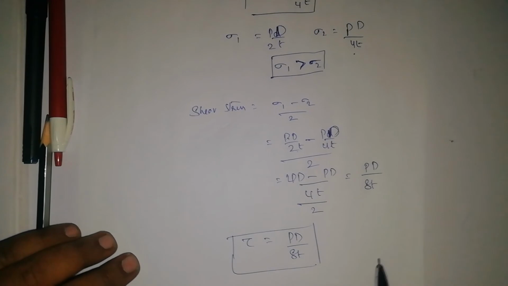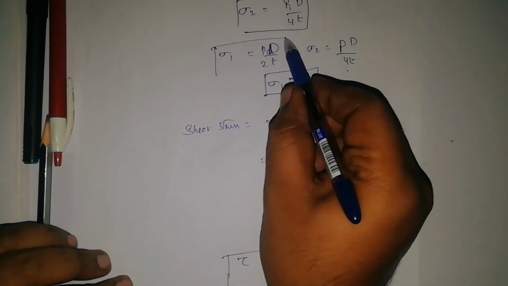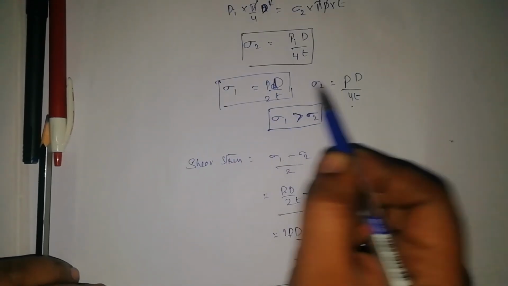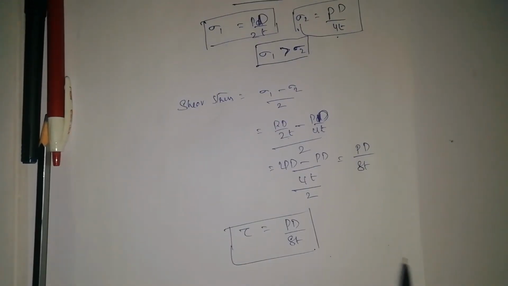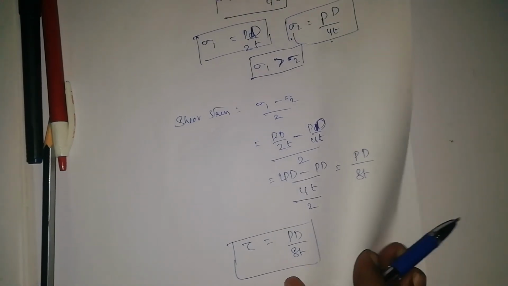So, in this way we have three values. One is sigma 1 equal to PD by 2t, sigma 2 equal to PD by 4t, and another is PD divided by 8t. Based on these three formulas, you will regularly get problems, most of the time a few problems. Let us take a small problem, because this is not as important a topic compared to shear force and bending moment diagrams. I will solve only two basic problems, then we can wind up this also.